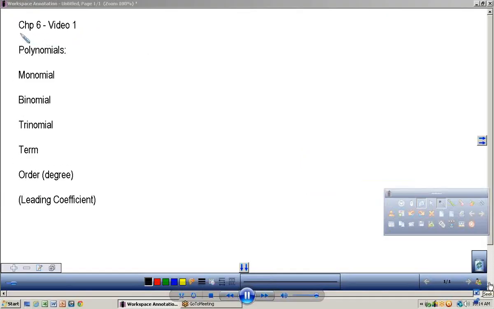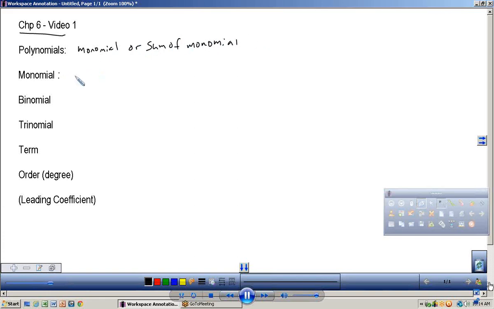This is chapter 6 of this. We're talking about manipulating polynomials. Now, the definition of a polynomial is a monomial or sum of monomials. Okay? And you might ask yourself, what is a monomial?